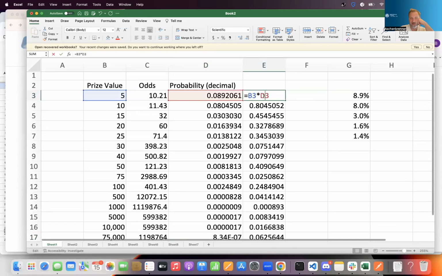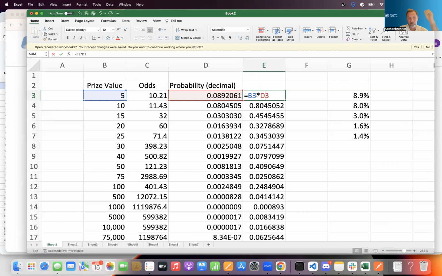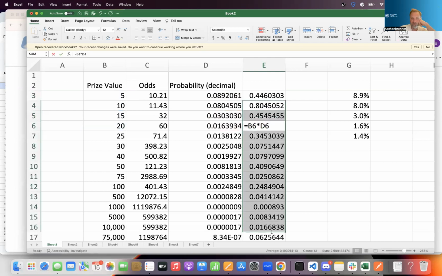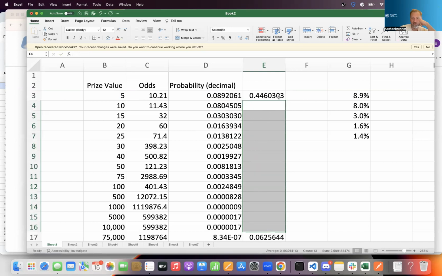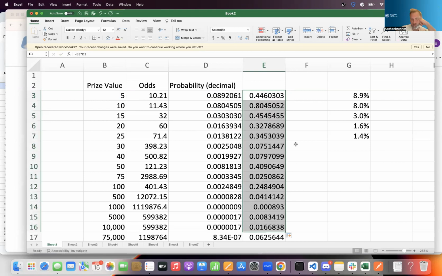Notice that I did the same thing here with my cell references. I multiplied, but I didn't write the numbers directly. I used cell references from B3 and D3. And then as I went down, I just had to do autofill and it did all of this for me. So I didn't have to type these formulas. All I had to do was say, hey, I'm going to take this and I'm going to autofill. I'm going to teach you more about how to do that.